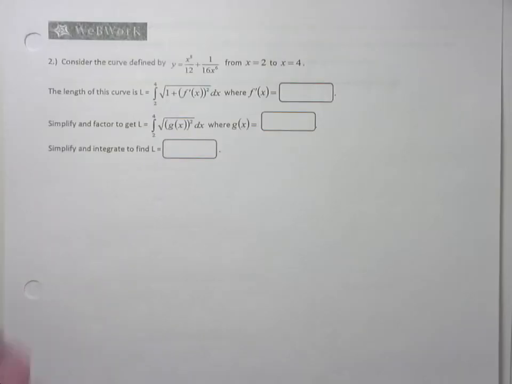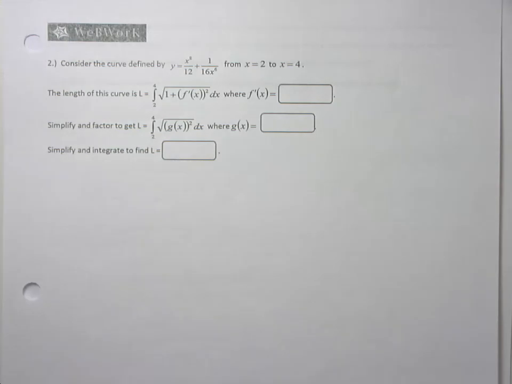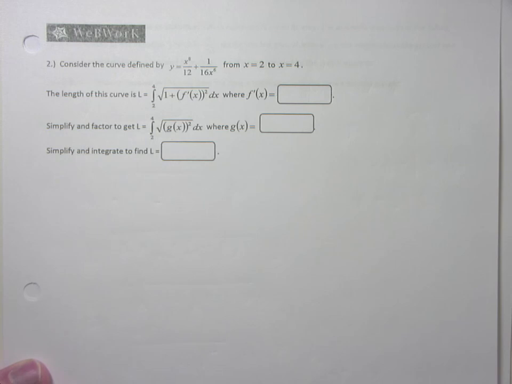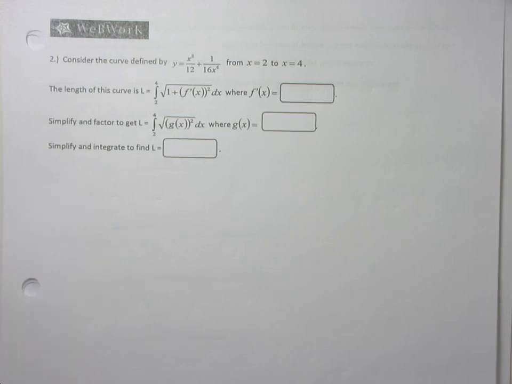Here is that WebWork problem I was telling you about. And this is the way it's going to look when it's one of these that's been worked out before, because it's supposed to be, quote unquote, a very nice problem. This is the way WebWork sets it up. It says: consider the curve defined by y equals x to the 8th divided by 12 plus 1 over 16 x to the 6th, from x equals 2 to x equals 4.